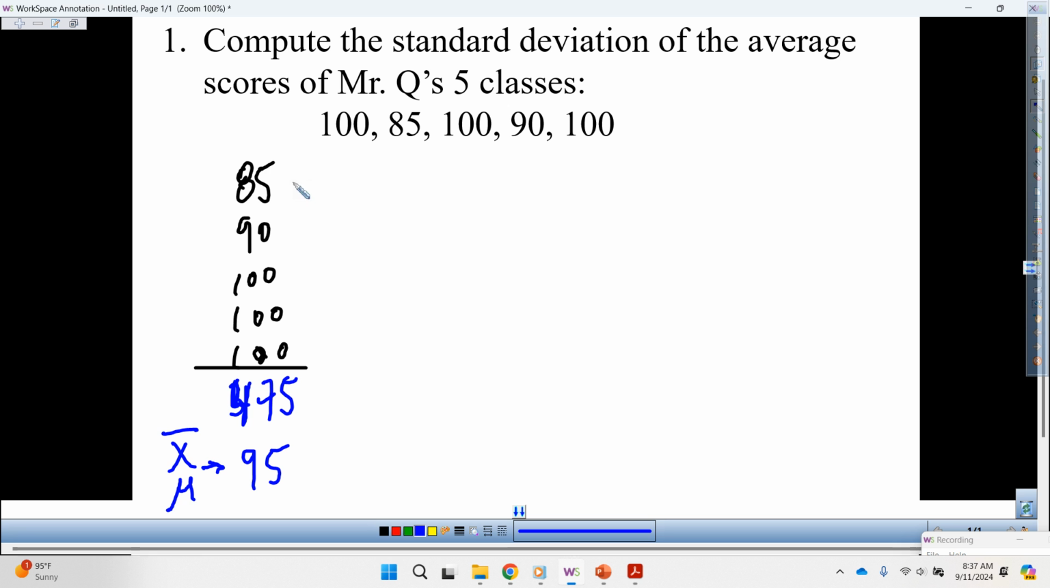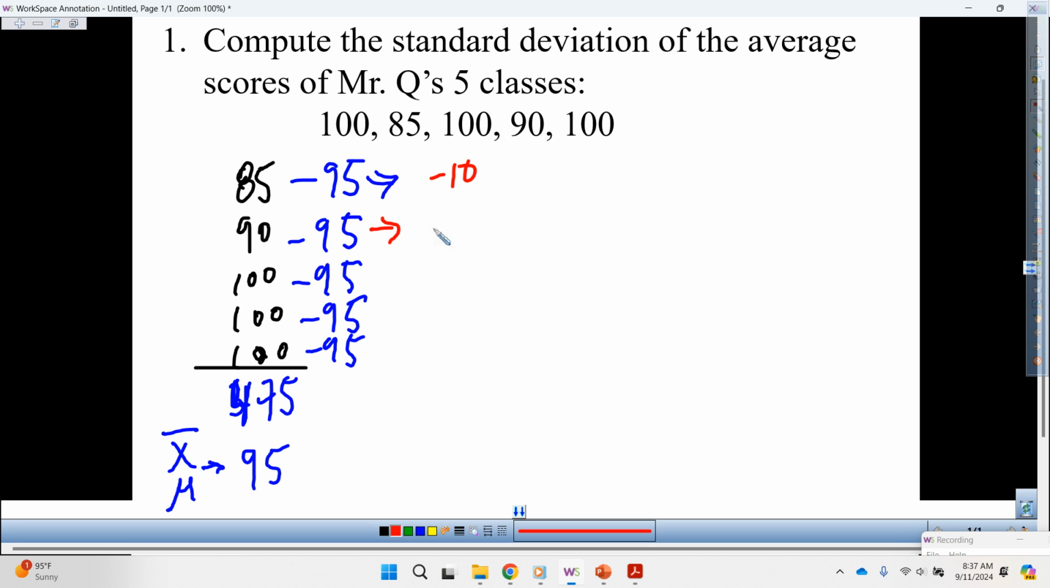Subtract the mean from each of the data. So we got minus 95, minus 95, minus 95, minus 95, minus 95. And that's going to give us, let's see, negative 10, negative 5, 5, 5, and 5. Hands, have you got that? All right. Next step.